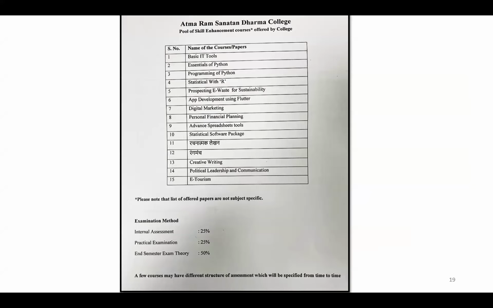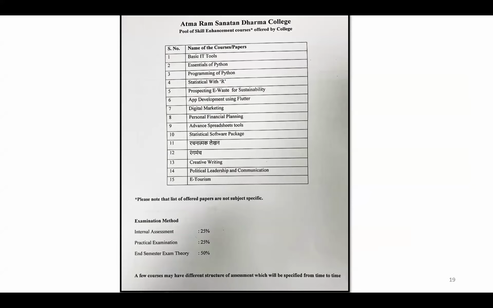You can choose these paper out of pool courses offered by the college, but we fixed it for science courses in this semester. You will study environmental science for AEC, ability enhancement course. And in the next semester, semester second, you have an option: you can choose from language courses, Hindi and Sanskrit, one course from these two courses.